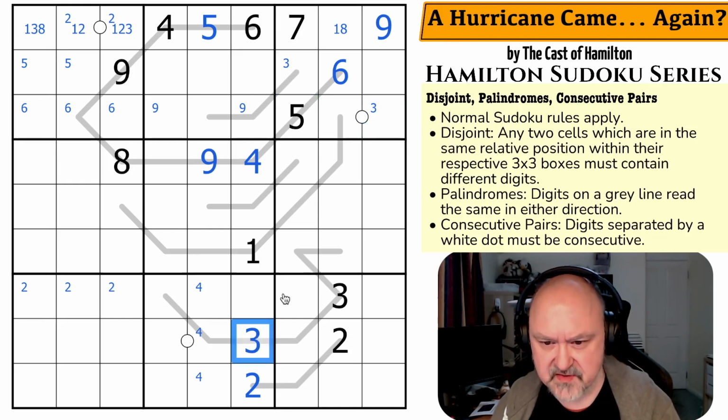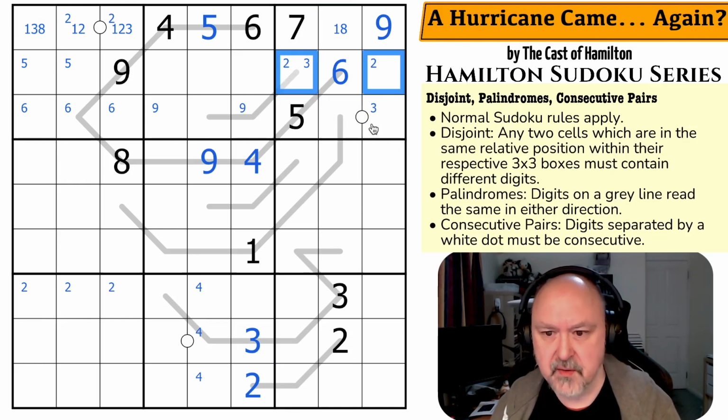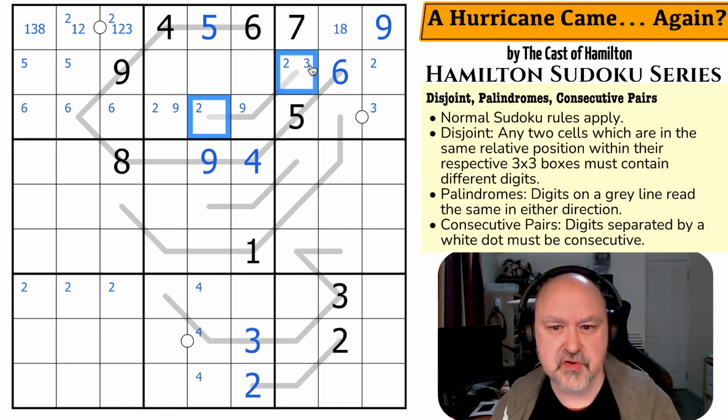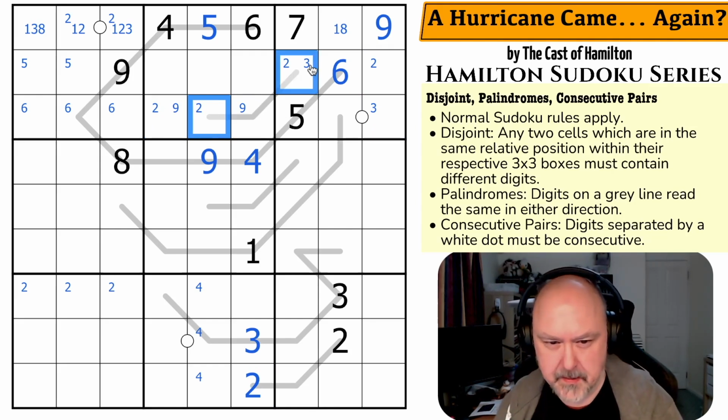3 can't be there because of that. 2 can't be in any of these. So 2 is in one of those two because that cell sees that 2. So 2 is in one of those two, which means 2 is down here with the 9. 2 is in one of those, but 2 could be in both of those, I think. 2 is in one of those two.